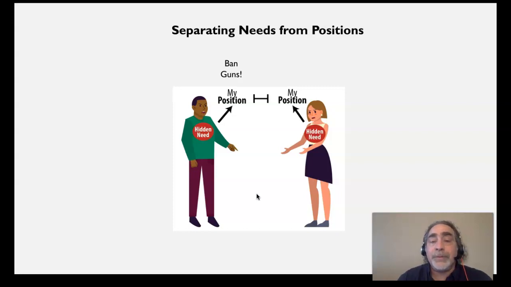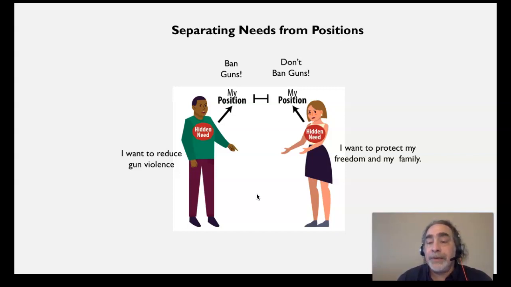So one person might say ban guns. The other person might say don't ban guns. That's their positions. But the positions hide an underlying need. One on the left wants to ban guns because he wants to reduce gun violence. One on the right wants to keep guns because she wants to be able to protect her freedom and her family. You don't have to agree whether or not banning guns is a good solution to reducing gun violence or not banning guns is a good solution to protect your family. All you have to do is understand them. So that's what it means to begin to separate needs from positions.